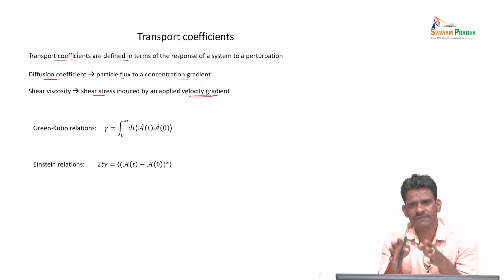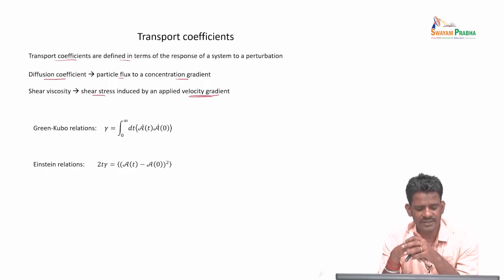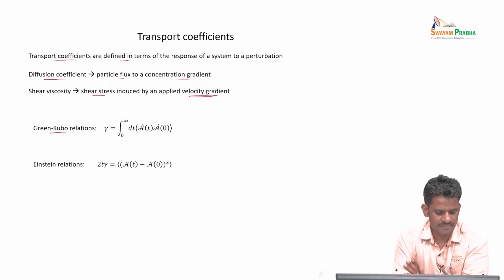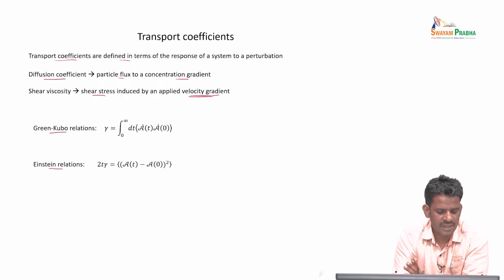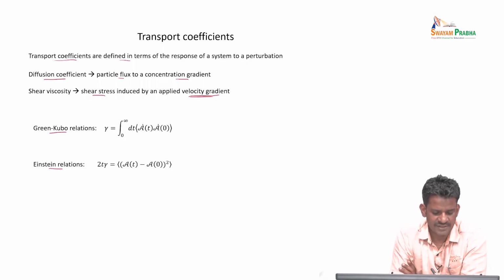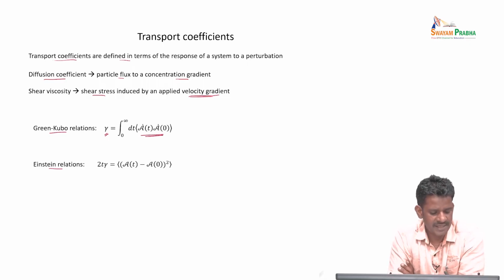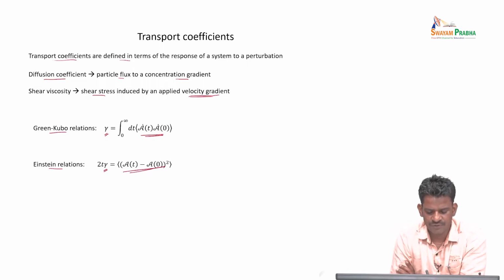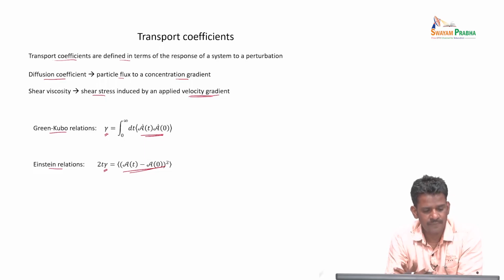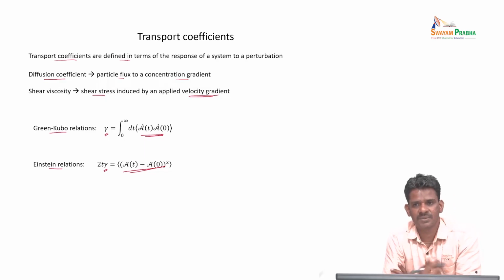Now, without going into the theory of showing the equivalence of these arguments, we will take these results as given. We are interested in two sets of relationships. One is called the Green-Kubo relations, which relate the transport coefficients to time correlation functions, and then there is another set of relations called Einstein relations, which again relate the transport coefficients to the mean square values of certain functions. We can write a set of Green-Kubo relations and Einstein relations for the diffusion coefficient, shear viscosity, thermal conductivity, etc.